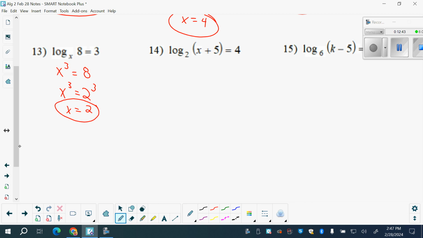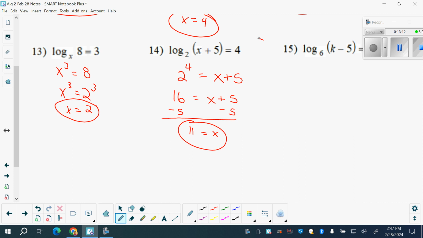Okay, and then 14, our base is 2, exponent 4, and that's equal to x plus 5. So we find out what 2 to the 4th is. What's that? 16 equals x plus 5. So we subtract 5, and x is 11. Go ahead and do number 15 for your U-try.